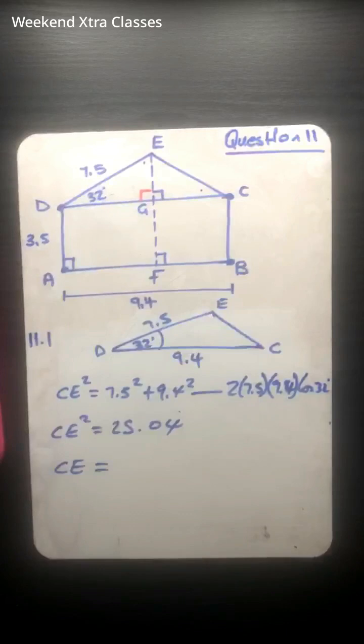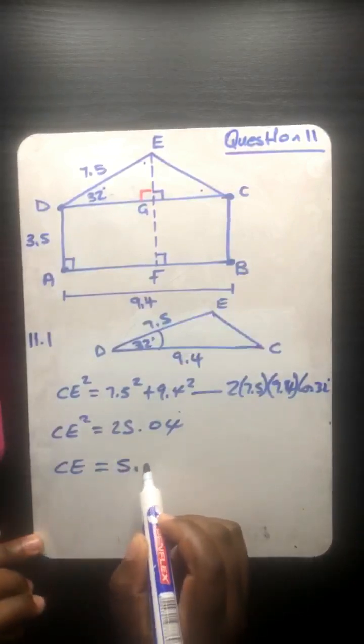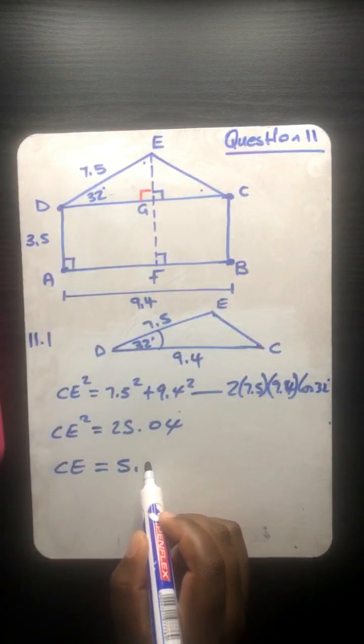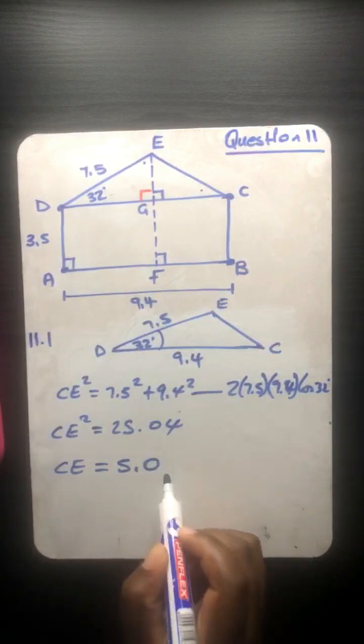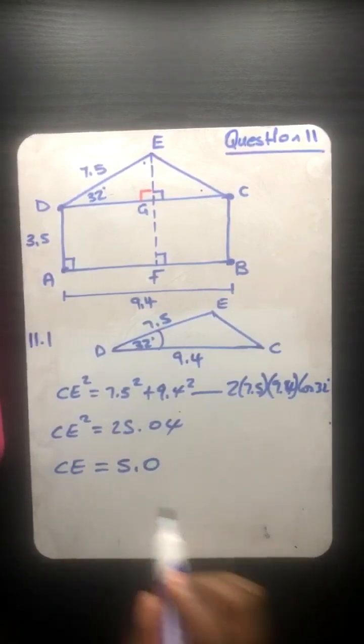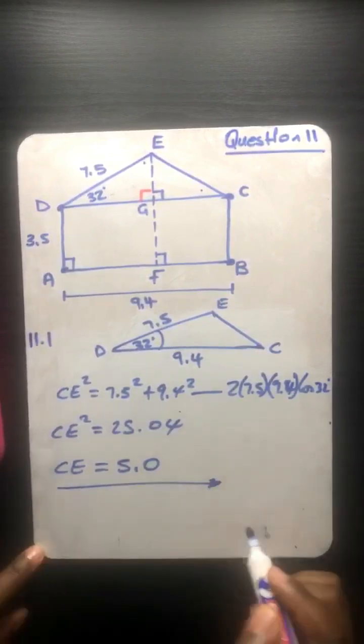5, sir. 5.02. It's just 5. Yes, 5.0. Remember they said round it off to 1 decimal place.